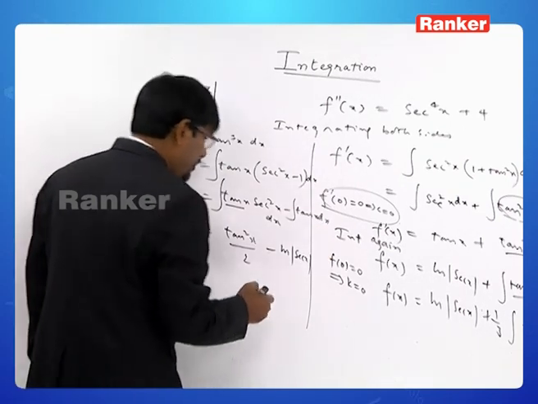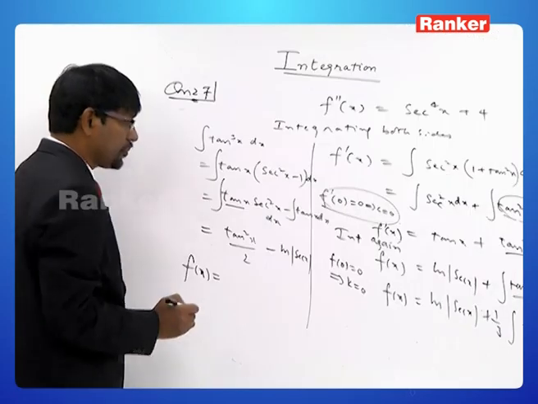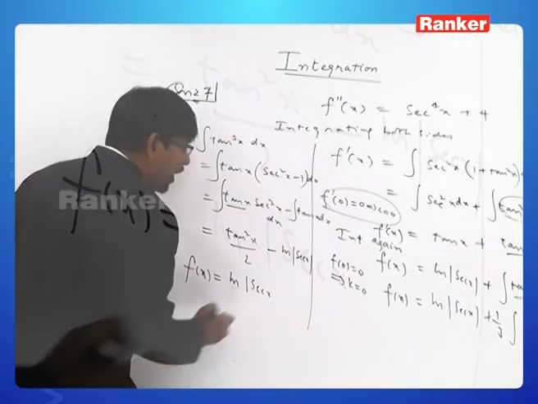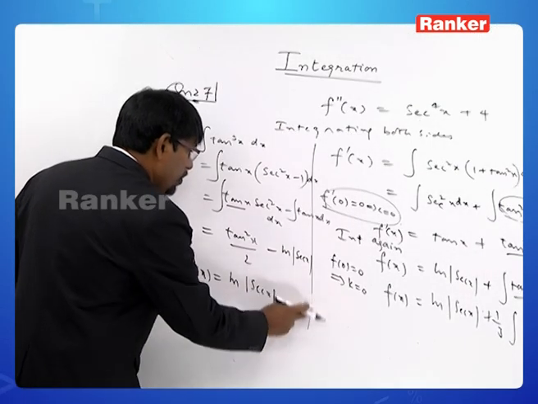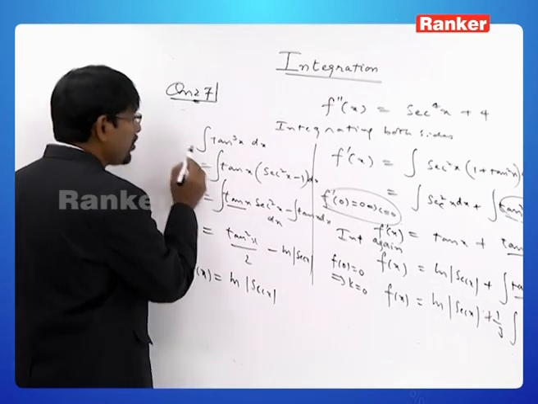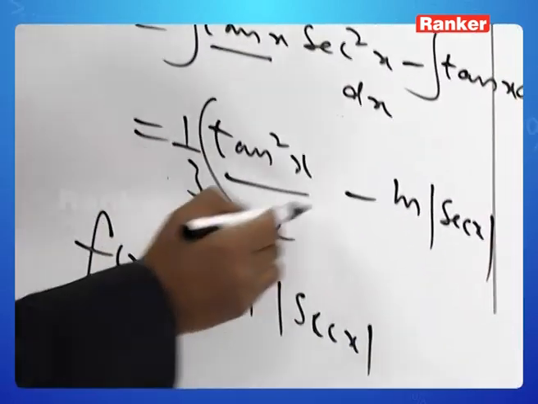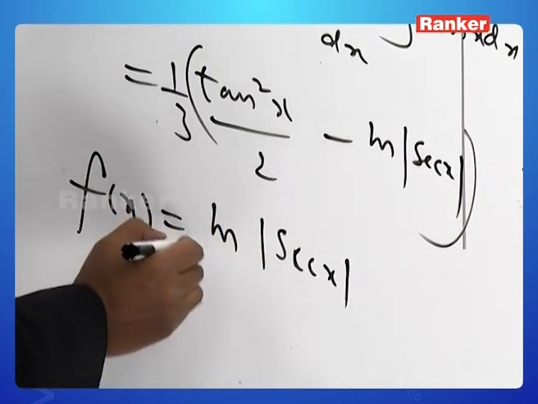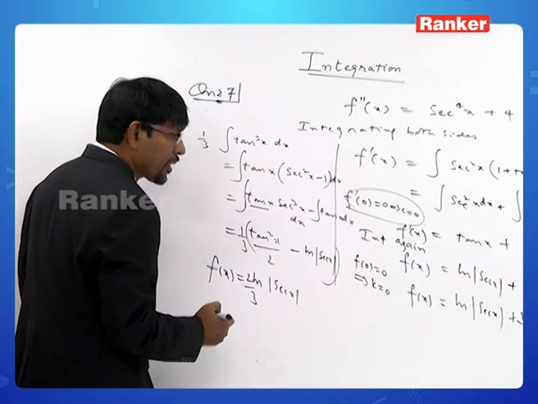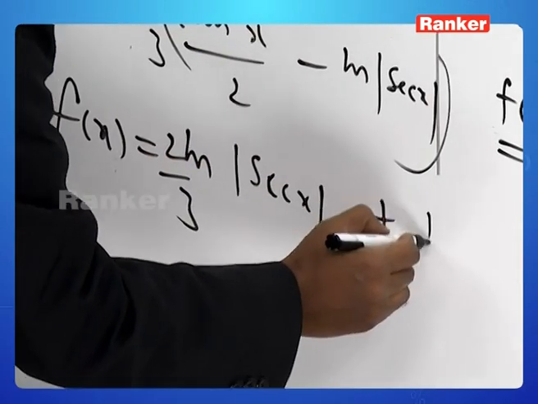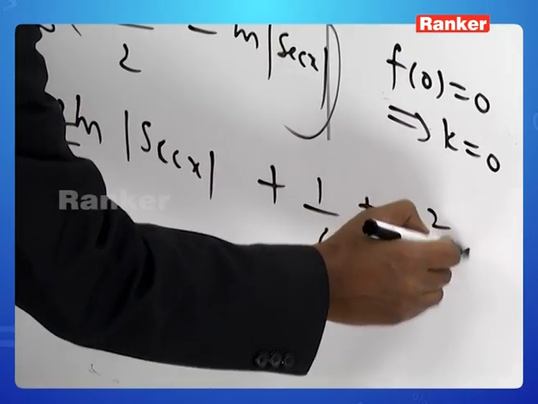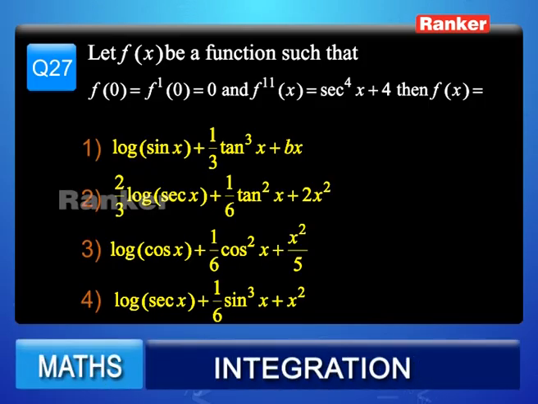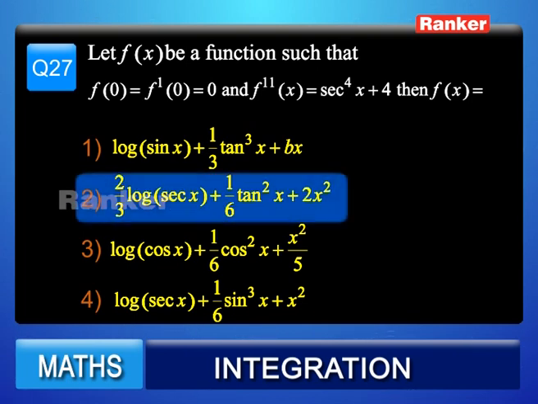So, finally, what do we have? f of x is equal to this log mod secant x. We have it twice into 1 minus 1 by 3, because you have a 1 by 3 multiplying here. So, there will be a 1 by 3 multiplying this. So, log mod secant x can be taken common, and we have here 2 by 3 into log mod secant x plus 1 by 6 into tan square x plus 2x square is the final answer. That's seen clearly in option 2. So, the answer is the second option.